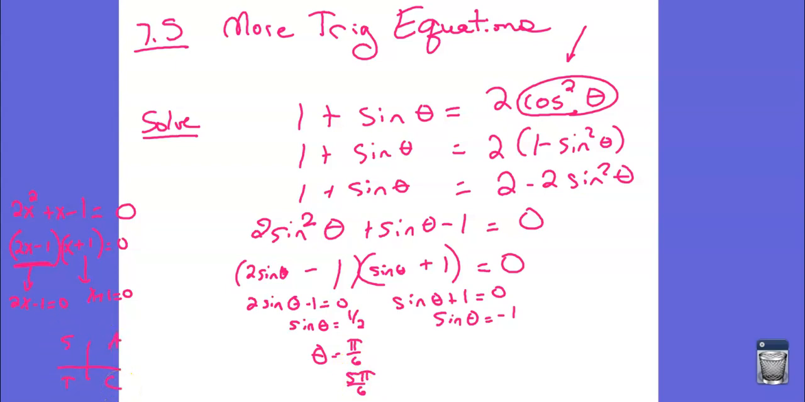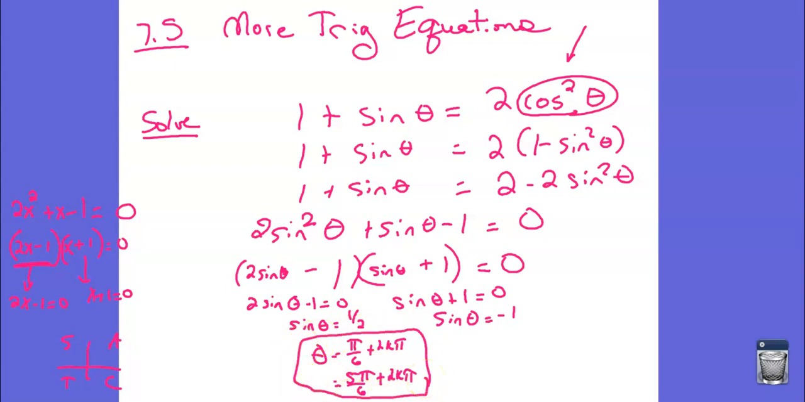Remember, it's positive 1/2, so it's in the first and second quadrants. And then obviously I want all the possible answers, so plus 2k pi, plus 2k pi. All the possible theta that will give me that. So here's all of this.